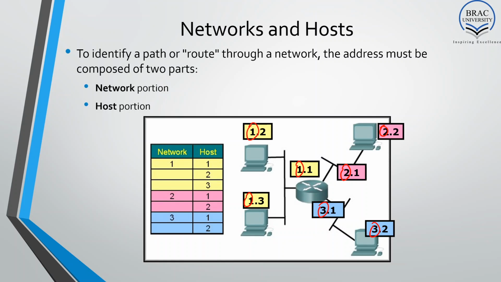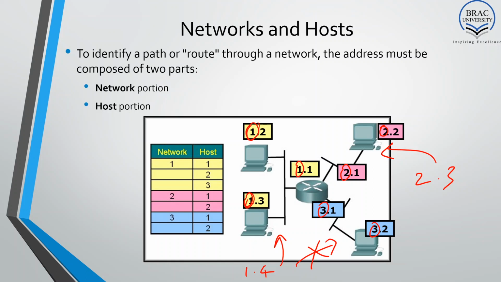So to represent a single network, all the PCs in a single network must have the same network portion. It cannot be different. So 1 means all of them are 1. If I have another IP address 1.4, it means that it belongs to this LAN, not this LAN. If there is 2.3, it means it belongs to this one, not any other LAN. So the network identifies to which network this packet belongs.